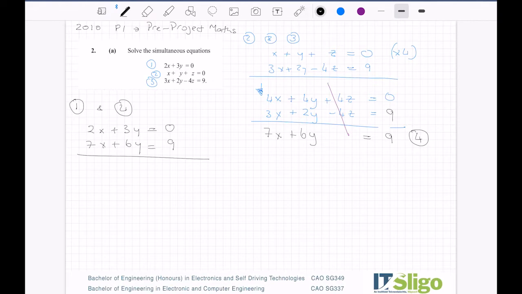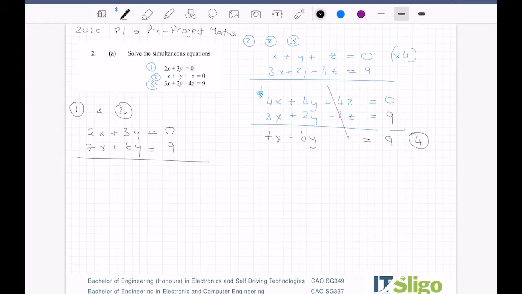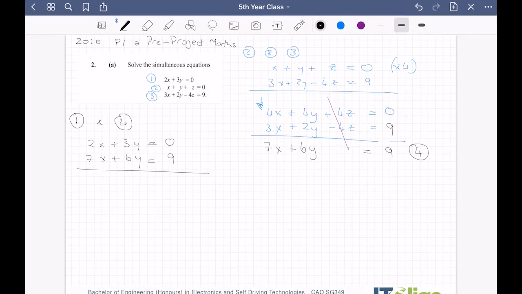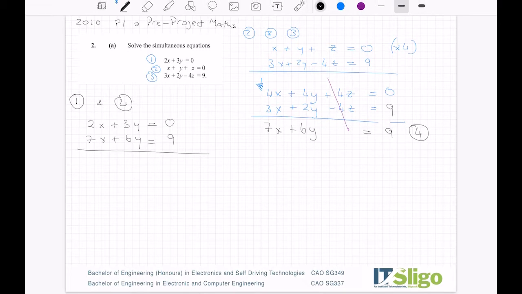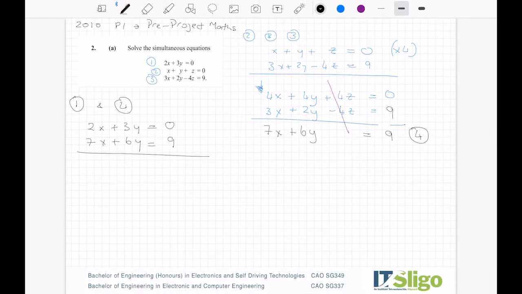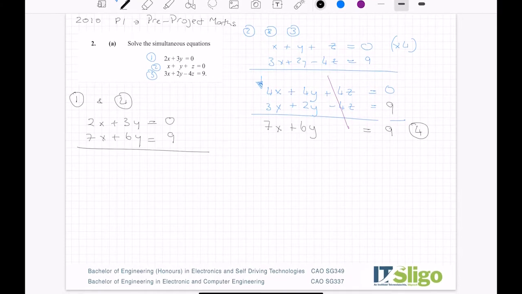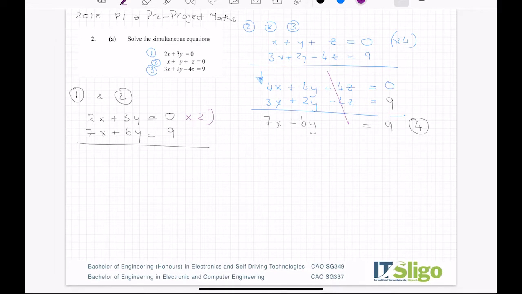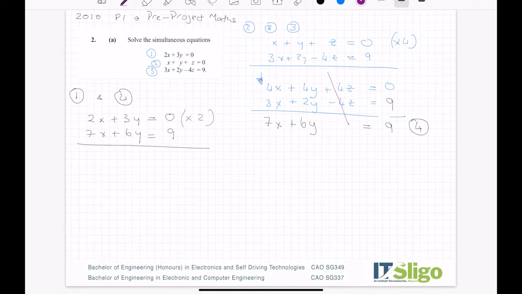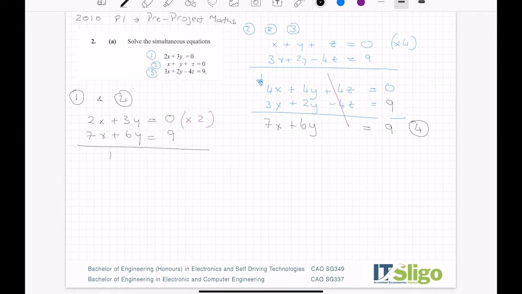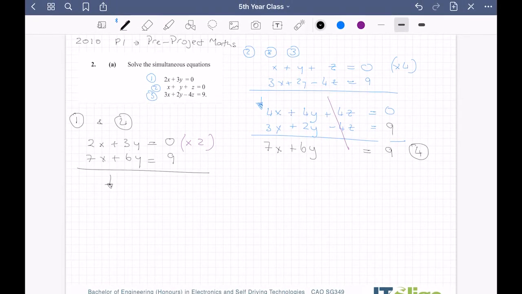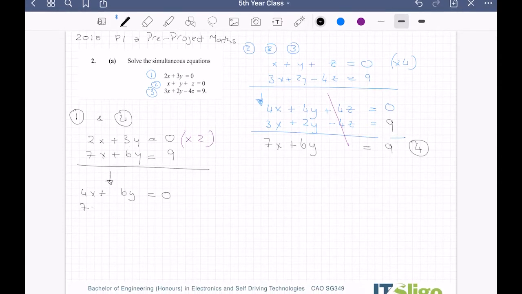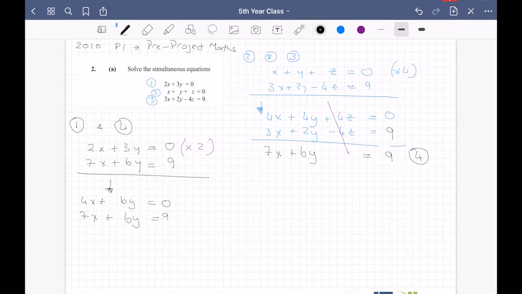When I look at these two now, I have to decide: does it make sense to cancel the x's or the y's? It doesn't matter which one you do, you look across at them and you decide which one looks easier for you to do. I'm looking at them and I think if I multiply that top one by 2, it would bring the y's up to 6. So I'm happy with that. Let's go and do that. So I have 2 2's or 4x plus 6y equals 0. And then the bottom one, take it down, equals 9.